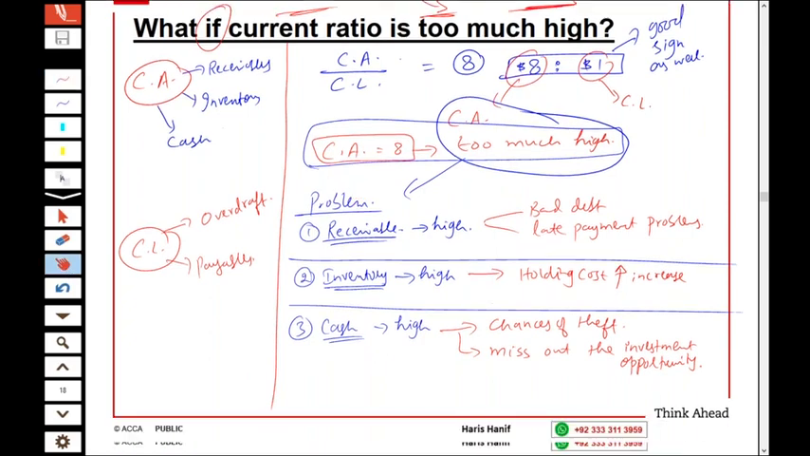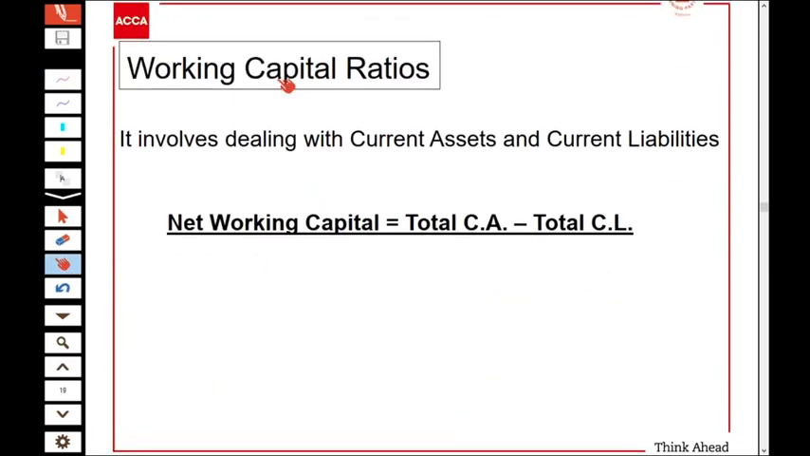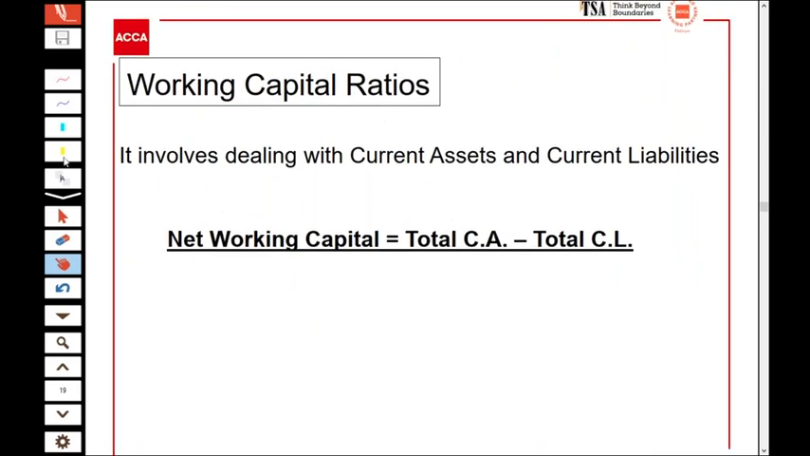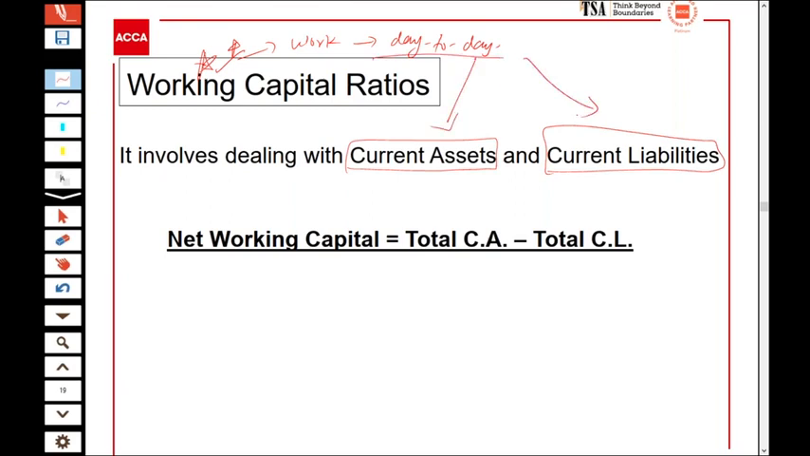Now, moving to the next slide. This is the working capital ratio. And what do you mean by the term working capital? It involves dealing with current assets and current liabilities. That's the working capital. This is not long-term capital. It's the capital that you work with in day-to-day activities, referring to current assets and current liabilities. The net working capital is current assets minus current liabilities. The resulting figure is your net working capital.